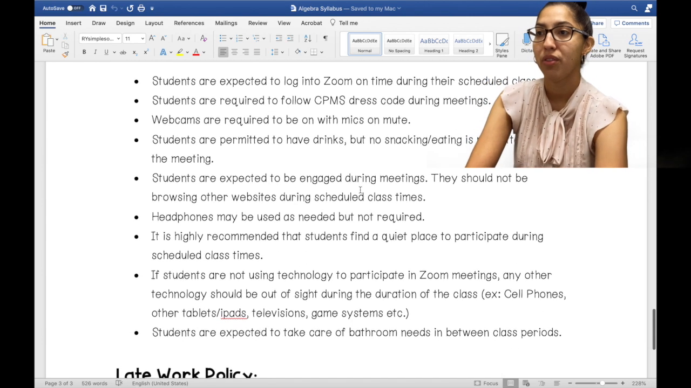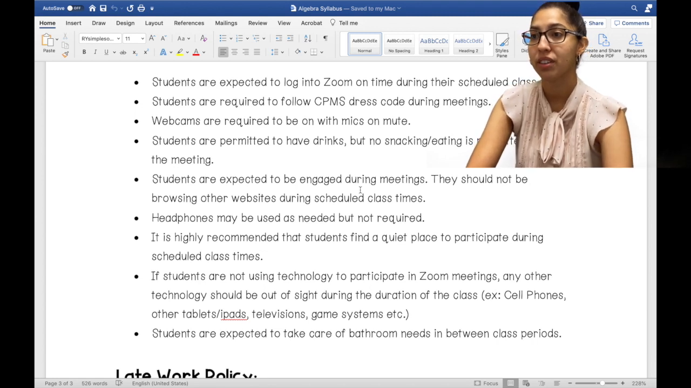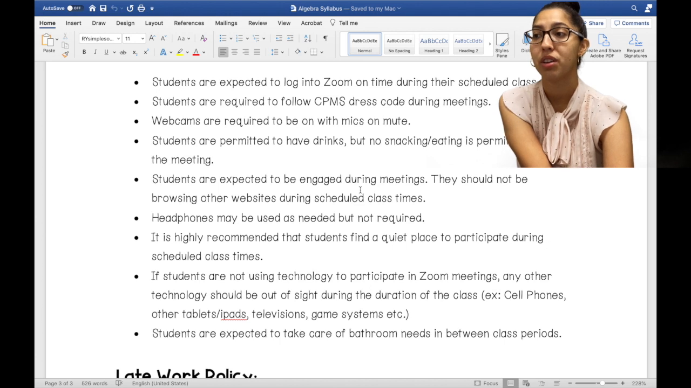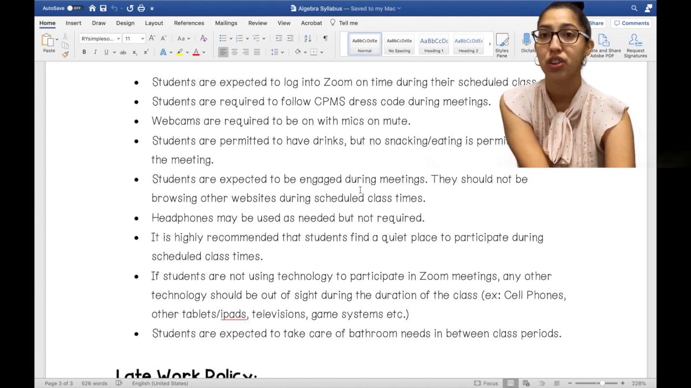So, some online professional expectations and procedures. You're expected to log into Zoom on time during your scheduled class period. So if it's your first period, you need to be on at the beginning of first period. We won't be on Zoom that long, probably 10, 15 minutes, just to answer any questions and give you instruction for the day. And then you can go on your own time.